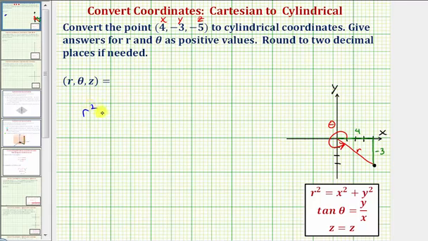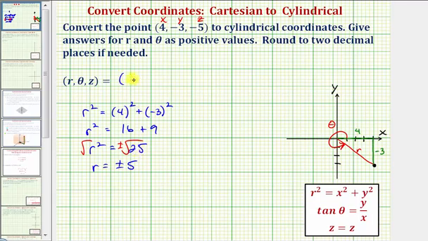Let's begin by determining r. We know r squared is equal to x squared or 4 squared plus y squared, which is negative 3 squared. So we have r squared is equal to 16 plus 9. So r squared is equal to 25. And then we'll take the square root of both sides of the equation. Notice here we'll have two solutions for r equals plus or minus 5. We are asked to use a positive value for r though, so we'll use r equals 5. Remember, if we use a negative value for r, then we'd plot the point in the xy plane in the opposite direction of our angle theta.